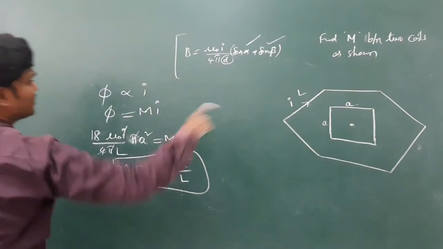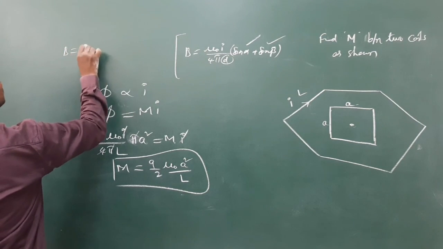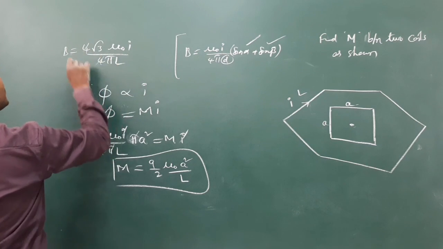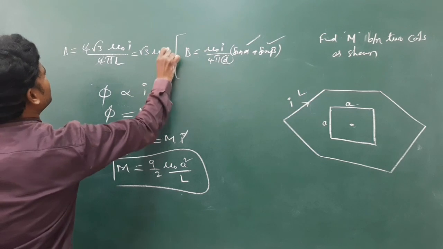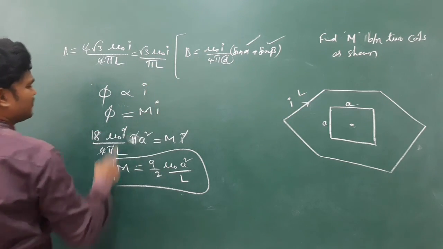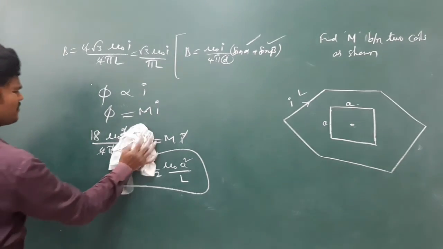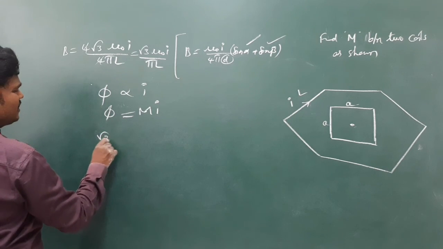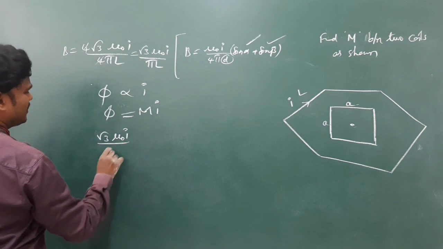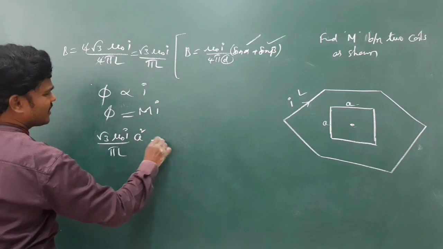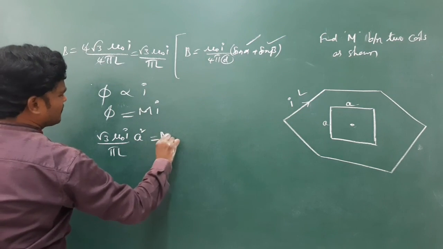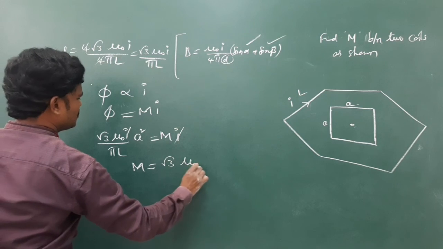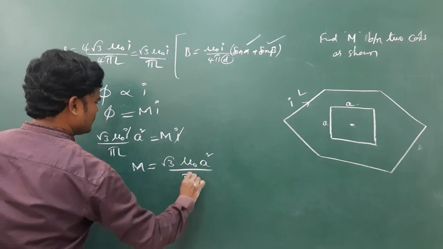Magnetic field of induction at the center of the hexagon is B equals 4 root 3 mu naught I by 4 pi L. 4 you can strike off. Root 3 mu naught I by pi L. Then continue the same thing. Here B A, what is B? Root 3 mu naught I by pi L. A is nothing but A square because it is the square's area. M I, now M is equal to root 3 mu naught A square by pi L.